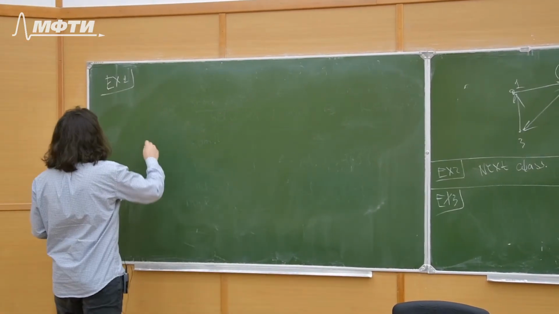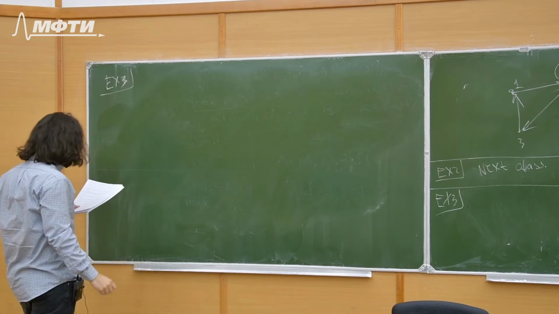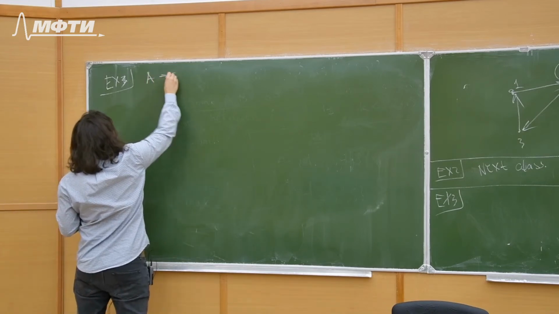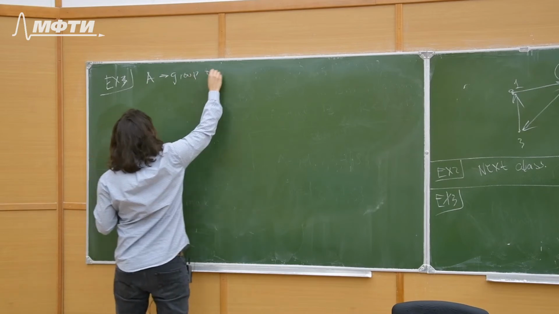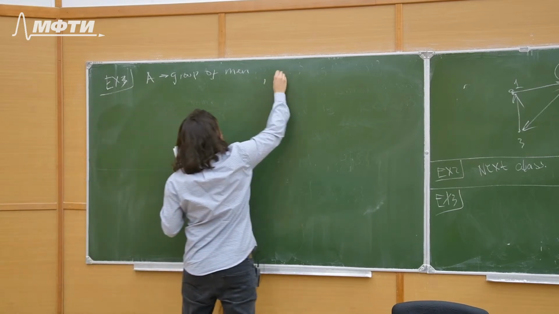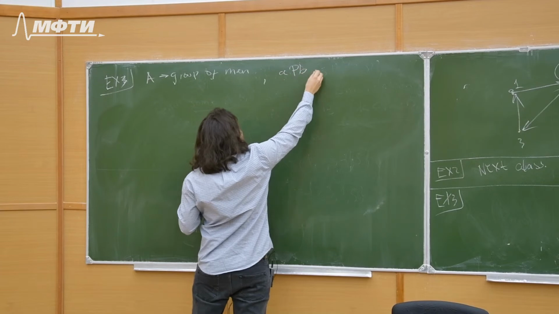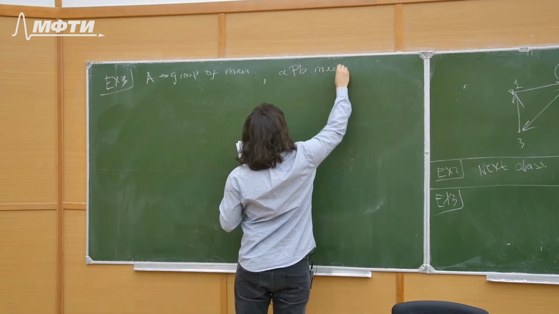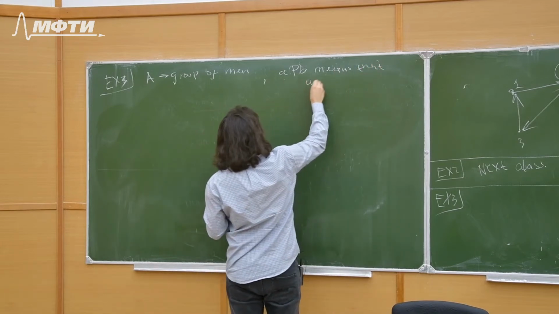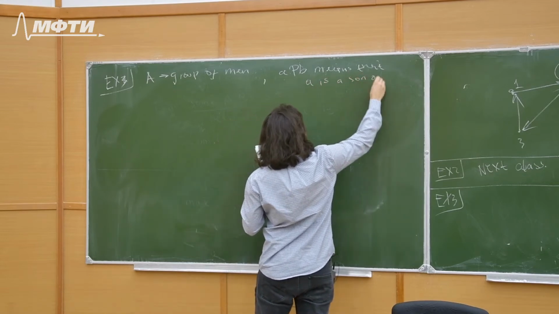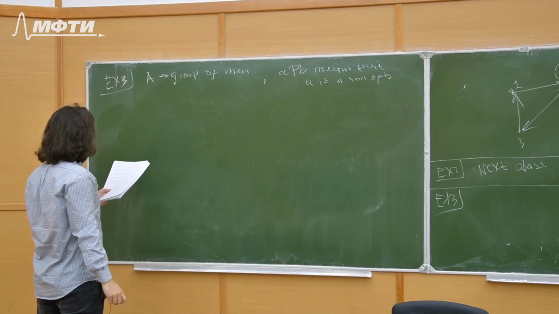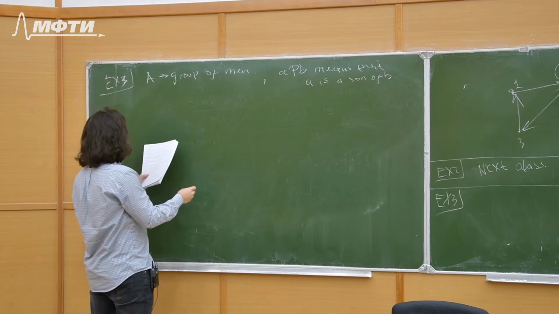So exercise number 3. We have A is a group of men. So A is a group of men, right? And the binary relation A P B means that A is a son of B, right? So we need to look at the following relations.